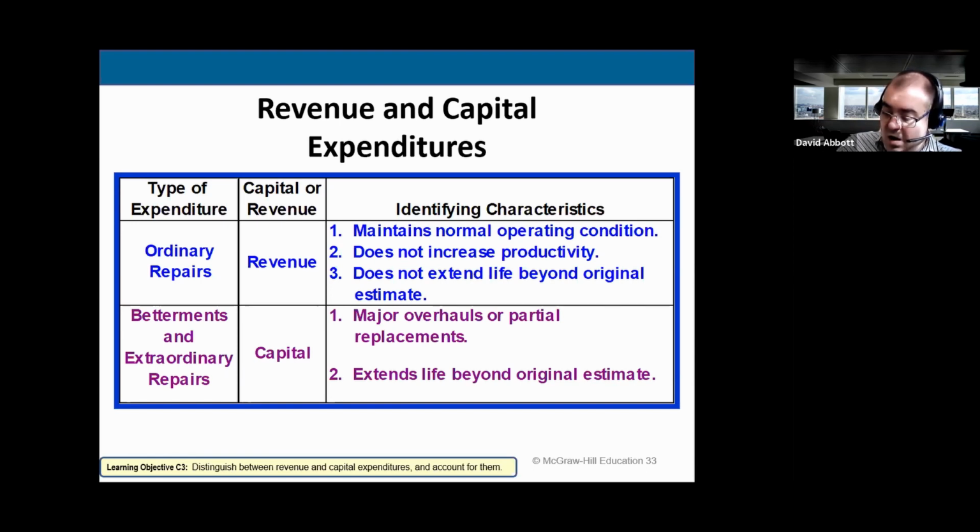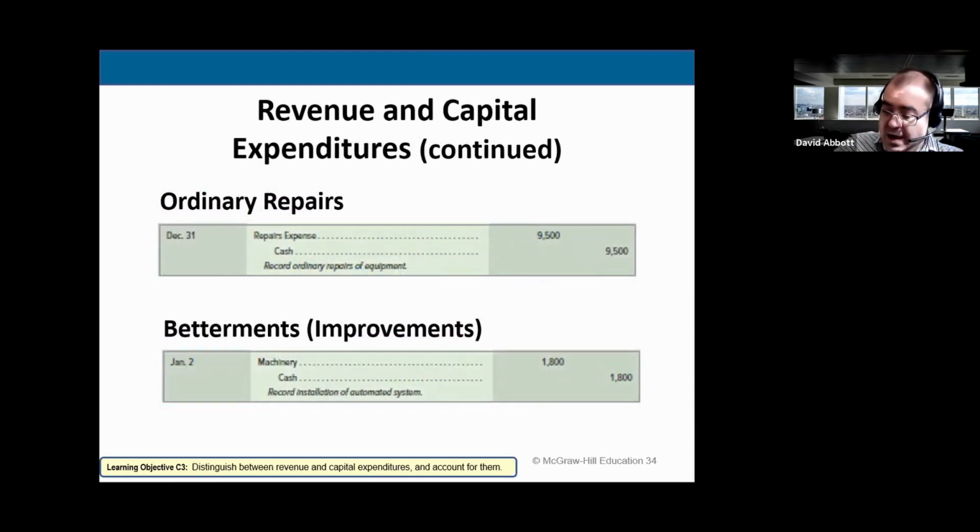Extraordinary repairs are expenditures extending the asset's useful life beyond its original estimate. Extraordinary repairs are capital expenditures because they benefit future periods. Their costs are debited to the asset. Again, ordinary repairs are expenditures to keep an asset in normal, good operating condition. And again, they don't extend the asset's useful life or increase its productivity beyond original expectations. Their cost is reported as expense on the current period income statement. So you would have a debit for repairs expense for whatever it was, and then a credit, usually to cash or whatever paid for it.